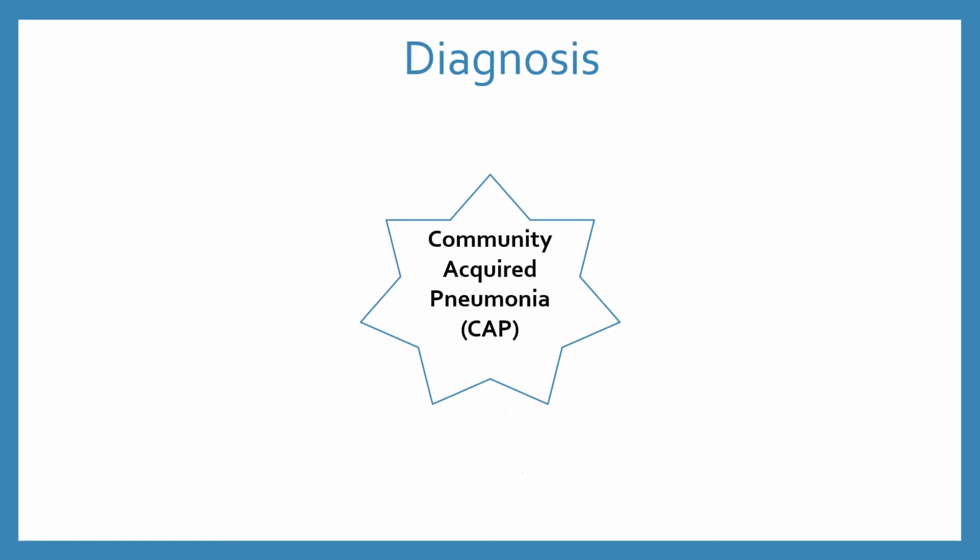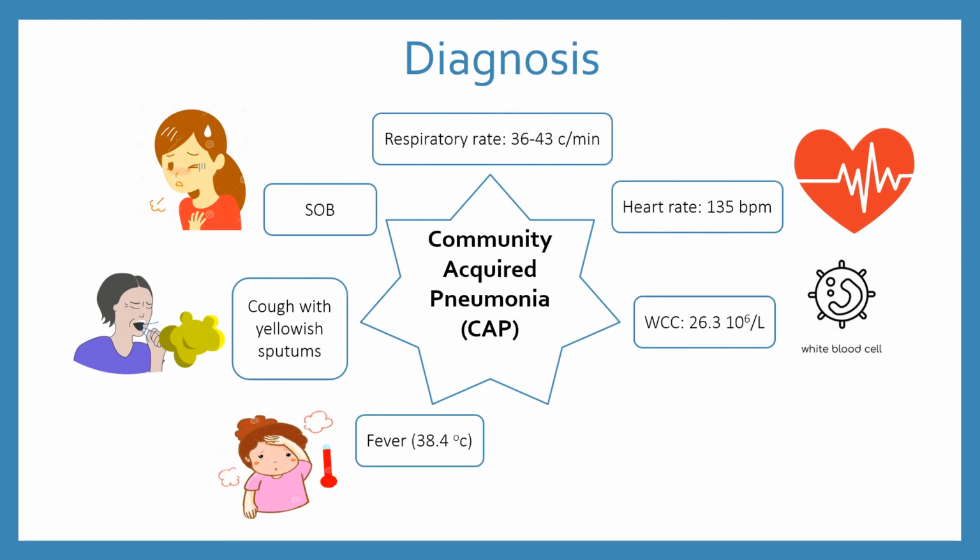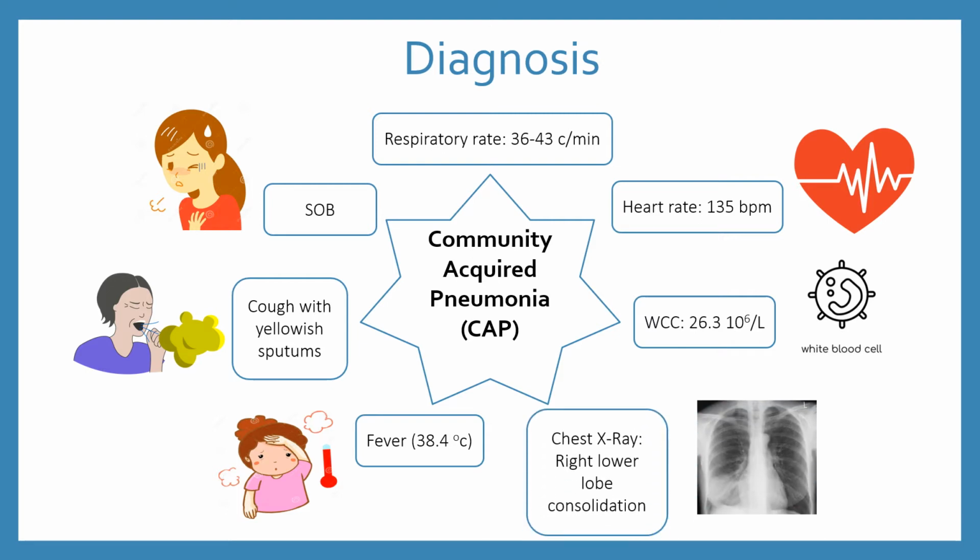Next, the patient is diagnosed with community-acquired pneumonia, CAP. She presented with shortness of breath, cough with yellowish sputum, fever with a temperature of 38.4 degrees Celsius, heart rate of 135 beats per minute, respiratory rate of 36 to 43 counts per minute, and a high white cell count of 26.3. This is indicative of infection. Chest X-ray revealed right lower lobe consolidation, confirming the diagnosis of community-acquired pneumonia.